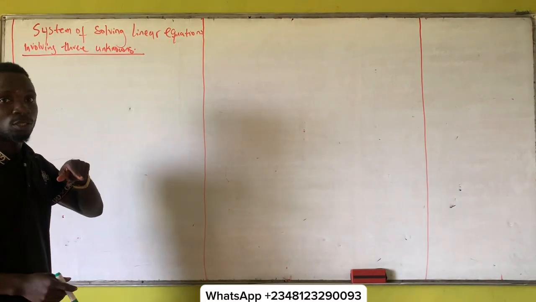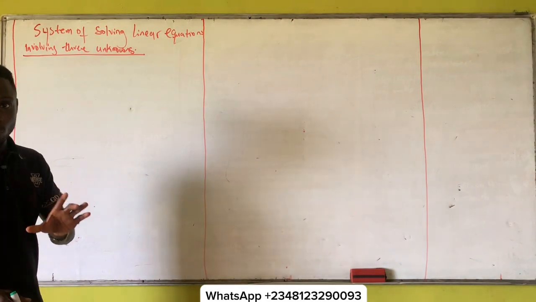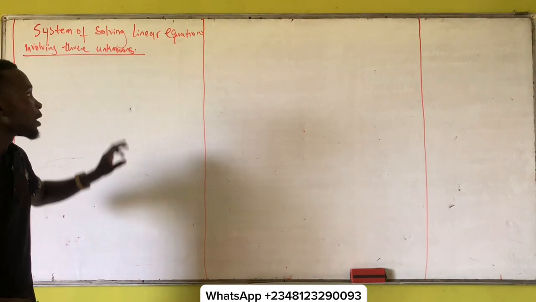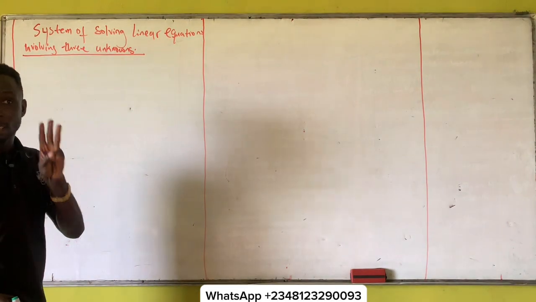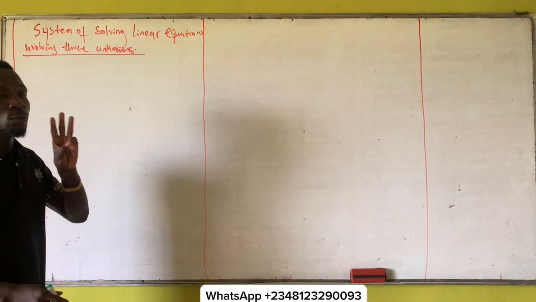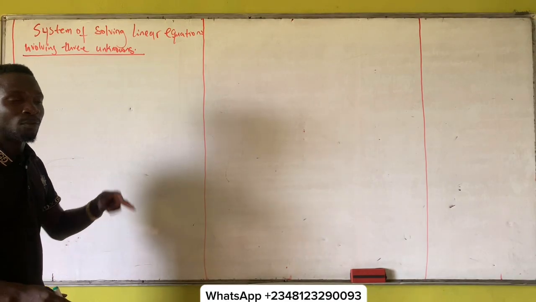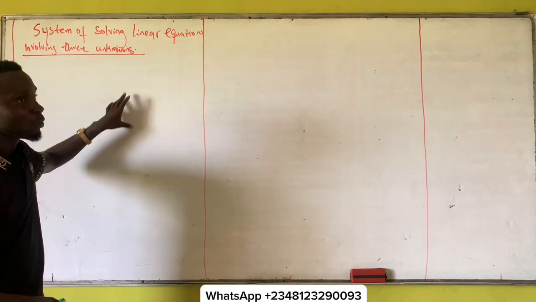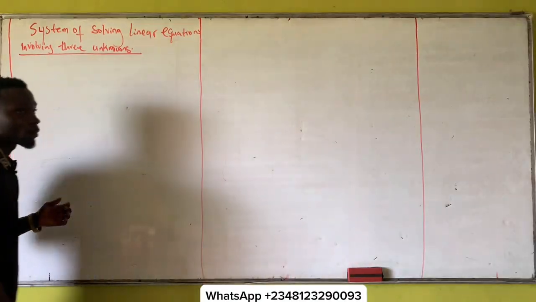You know that simultaneous equations involve equations that have how many unknowns? Two unknowns and two equations. So a linear equation that has three unknowns has three equations. So you are going to look for the value of the first unknown, the value of the second unknown, and the value of the third unknown.